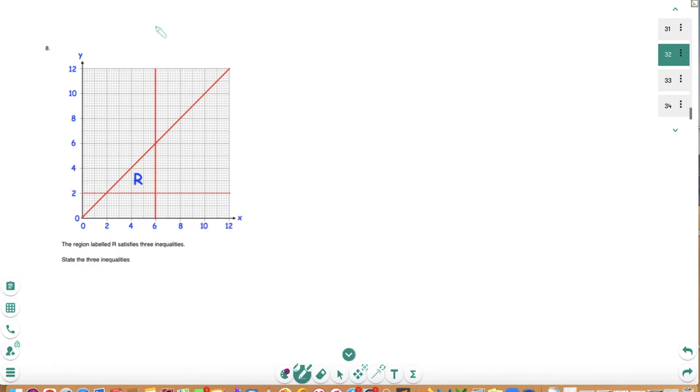What we're going to do first is, kind of like before, instead of thinking about the inequalities first, let's just think about finding the equation of each line, okay? So let's start with this line here.